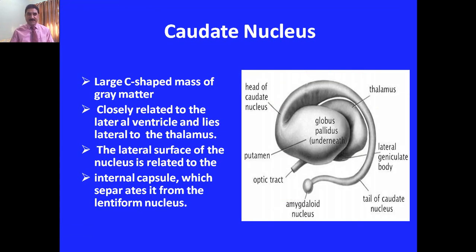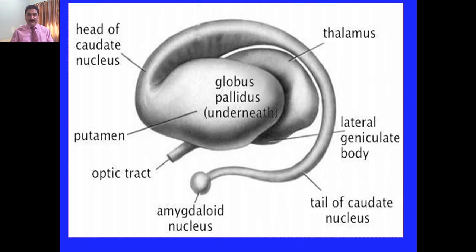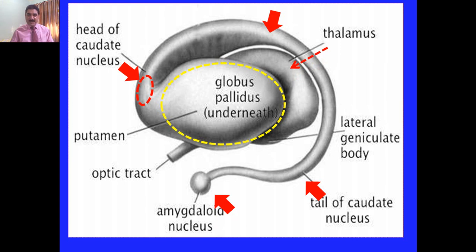What is the caudate nucleus? A large C-shaped mass of gray matter closely related to the lateral ventricle, lying lateral to the thalamus. The lateral surface of the nucleus is related to the internal capsule, which separates it from the lentiform nucleus. It has a head, which is related to the lentiform nucleus as shown in this figure, and a body, which forms the floor of the lateral ventricle. It has a tail, and the tail is related to the amygdaloid nucleus. Lateral to this we have the thalamus.